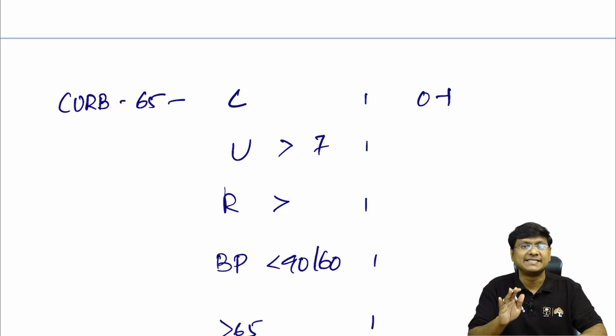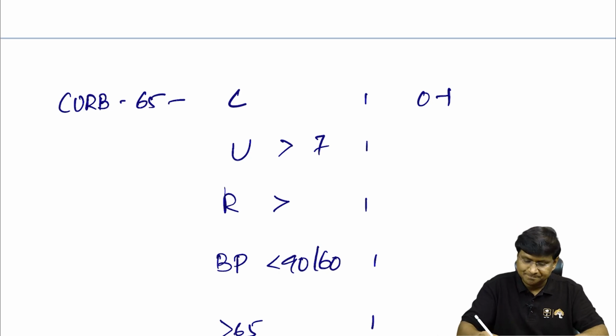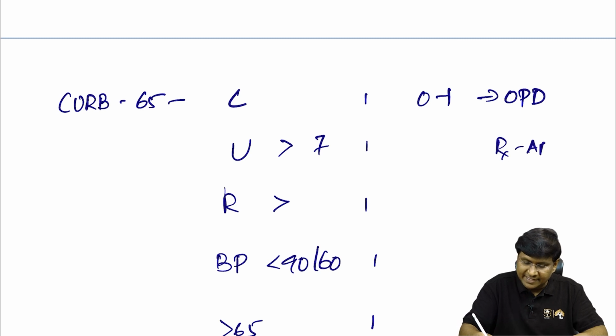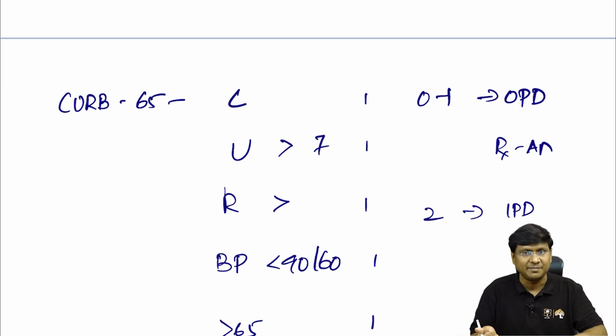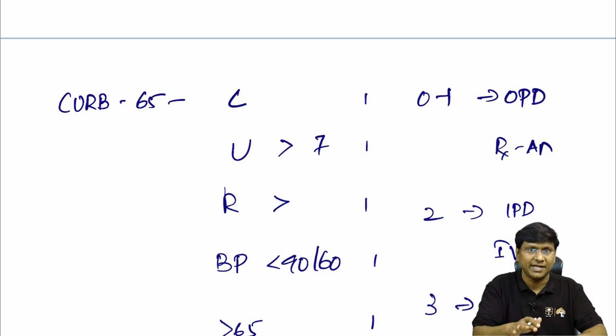If the score is 0 to 1, then you need to consider this patient as having the mild form of pneumonia, and patients with score 0 to 1 need to be treated on OPD basis, and you need to give antibiotics, right? If the score is 2, then in such a case you need to admit the patient, that is IPD treatment, inpatient department, and you need to give IV antibiotics. If the score is more than 3, then these patients have to be admitted in ICU and they require high-end antibiotics, right?